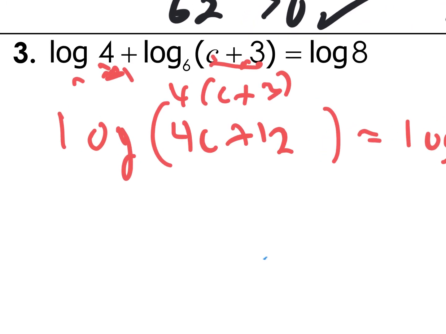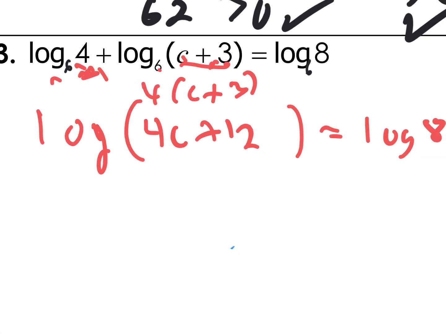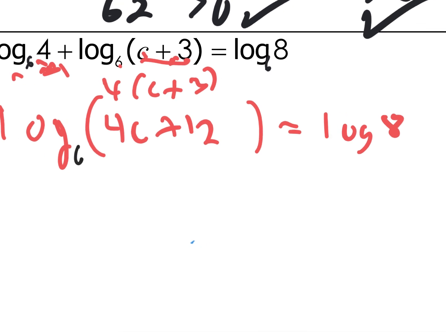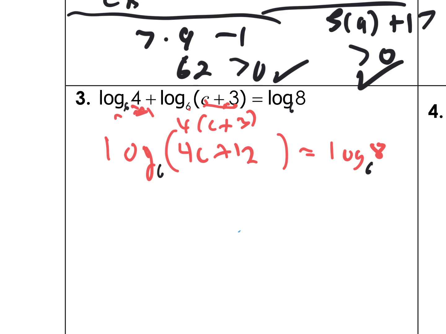I think they made a mistake, because this has a base 6. I'm going to just say that they all probably have a base 6. They just have a typo. So we will assume it to be base 6. Base 6. Okay. I'm sure it was a typo.